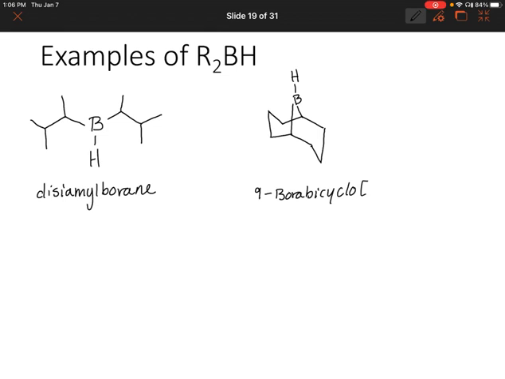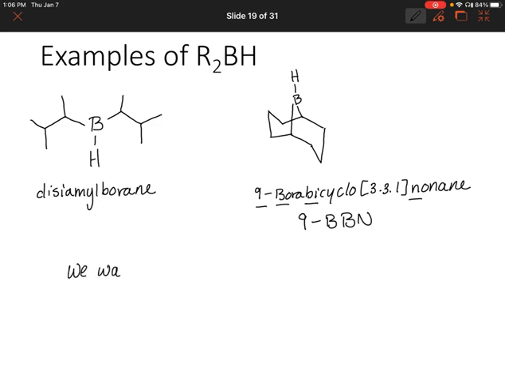9-bora-bicyclo[3.3.1]nonane. And that is a very long, complex name, so we typically abbreviate this as 9-BBN. And I kind of like that one because it's just a cool name. So you'll probably notice that these are very bulky borane molecules, and the reason that we want to use a bulky molecule here is because it can only add to an alkyne, not an alkene.